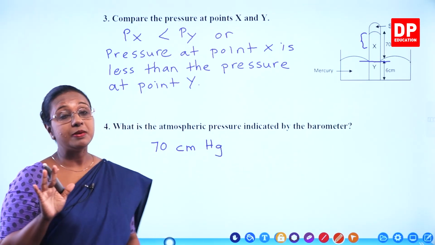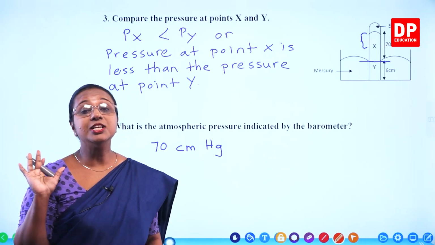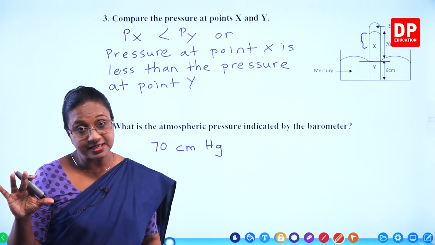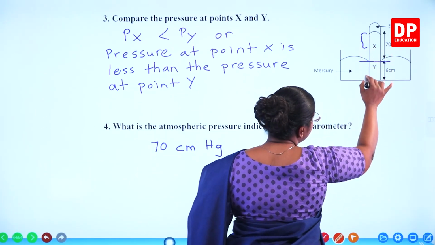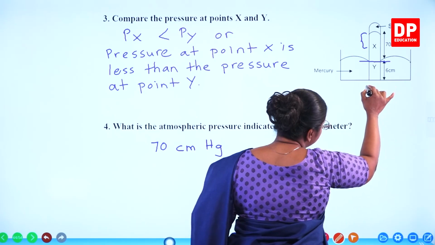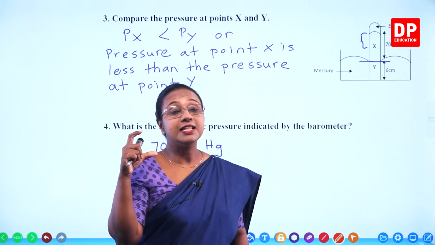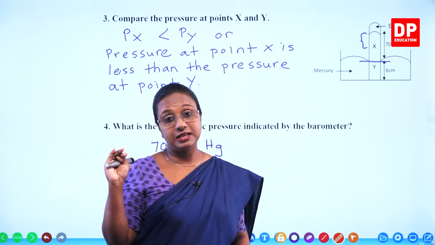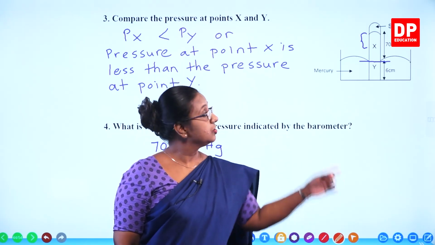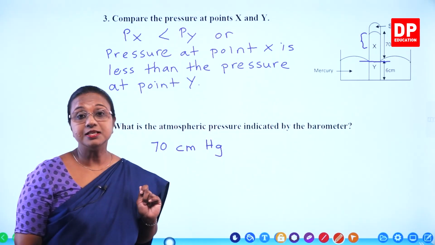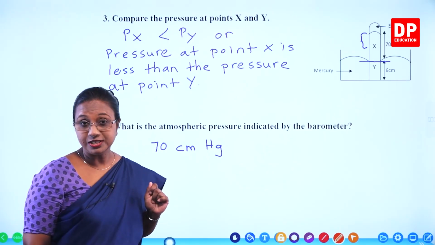So you have to remember, students, usually it is at the mean sea level. The height of the mercury column is 76 centimeter mercury. But here, as you can see, the glass tube has been pushed down right to the bottom. We don't consider that part that is below the mercury level, only above the mercury level in the vessel. So that is 70 centimeter mercury. Is that clear to you? So then we will move on to the next slide.